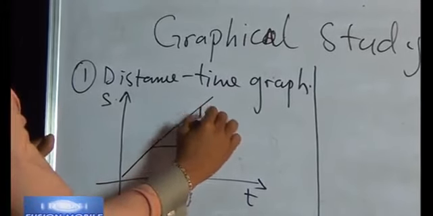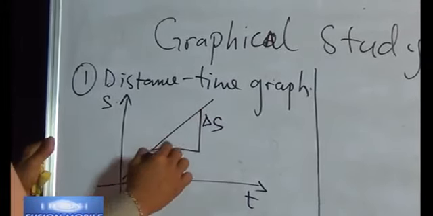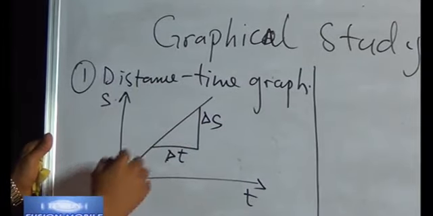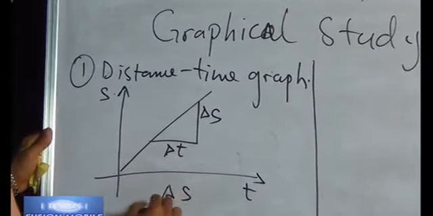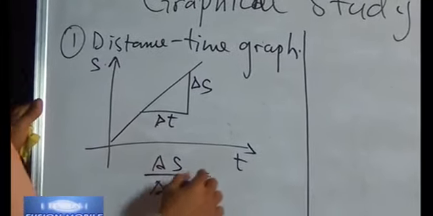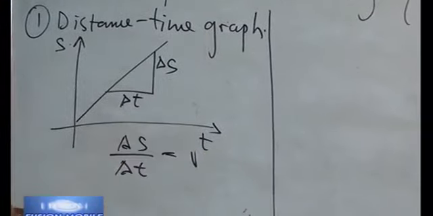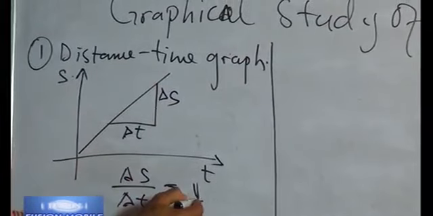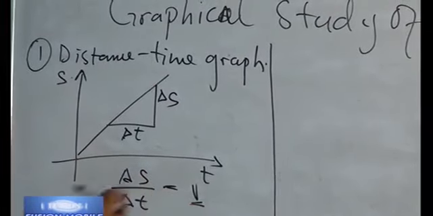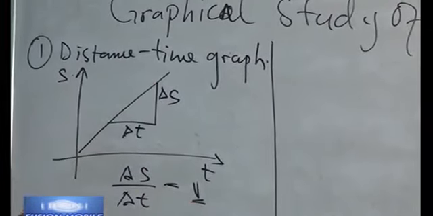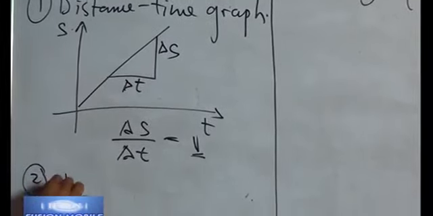Because if here is delta x, which is change in distance, and here is delta t, which is change in time, delta x over delta t is equal to speed. If we now make it a displacement time graph, that means that the v here will simply be velocity. The second graph is the velocity time graph.